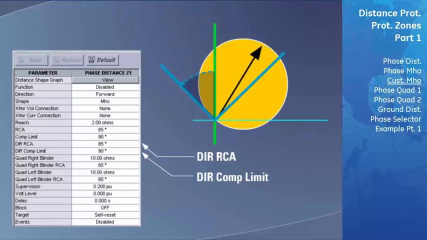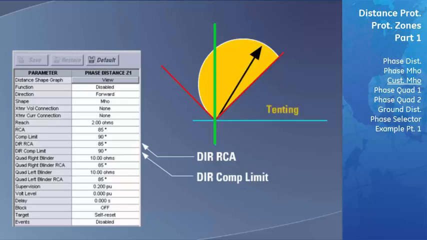This setting is specified as an angle and spreads out the amount of that angle on each side of the Directional Reach Characteristic Angle. Two lines are formed at the angles specified by the Directional Comparator Limit Angle, away from the Directional Reach Characteristic Angle. The areas found below these two lines are no longer part of the Mho circle characteristic. The bottom of the Mho circle is now shaped like an upside-down tent, and that is why this type of shaping of the Mho characteristic is sometimes known as tenting.